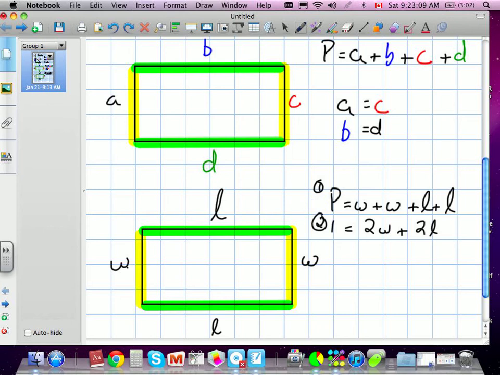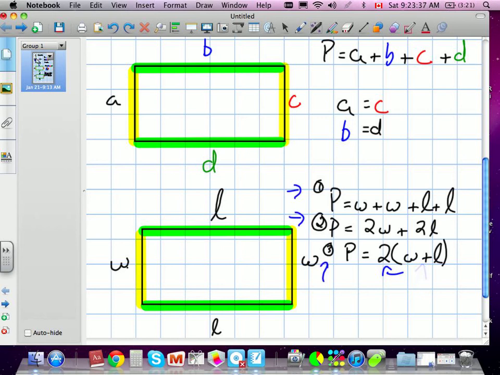And here's the third one. You won't really learn factoring for a couple of years, but this is what they do. They go 2 times (W plus L). Remember BEDMAS, we deal with the brackets first. So all I would have to do is add these two together and then multiply by 2. All three of these formulas work for a rectangle. Obviously, the easiest one to remember is probably the first one, because it's the same as a triangle. You just walk around the square, right?